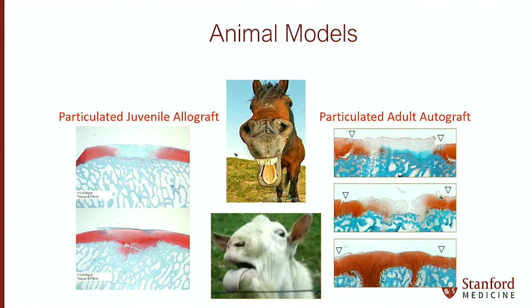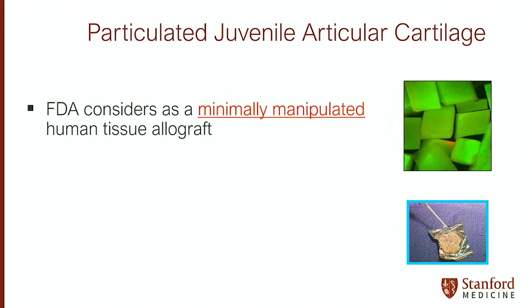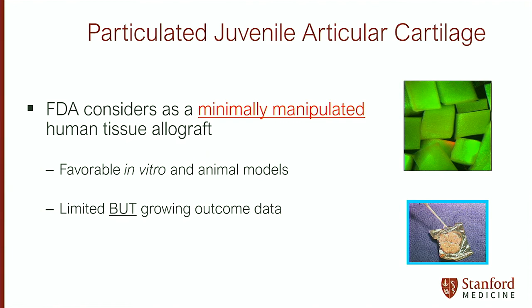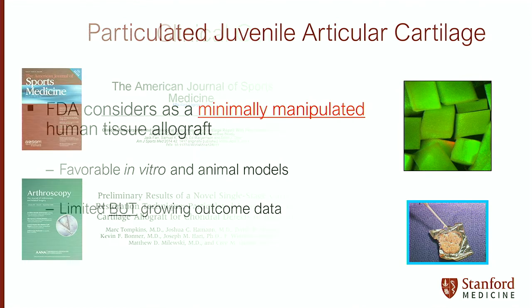There are animal models for particulated juvenile allograft and also for particulated adult autograft that show good response, as you see on the bottom here. The FDA considers this minimally manipulated human tissue. So basically, there are favorable in vitro animal models, as I showed you. There's limited but growing outcome data, but we're able to use this in America, and there are several thousand cases.